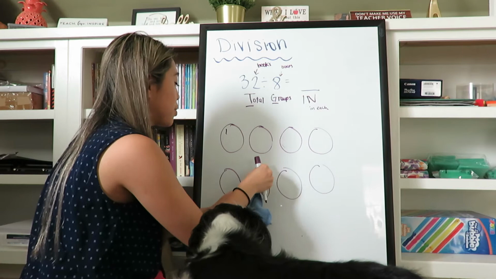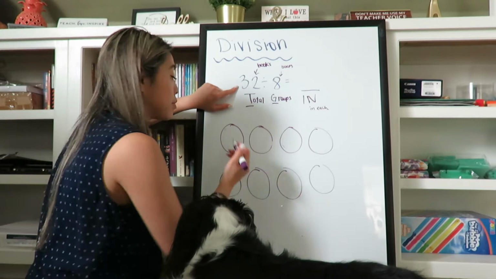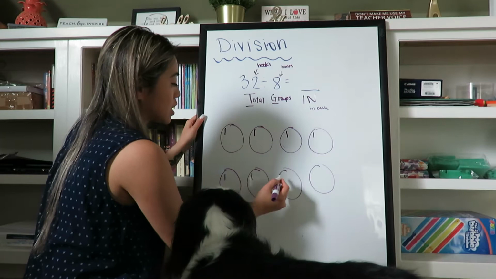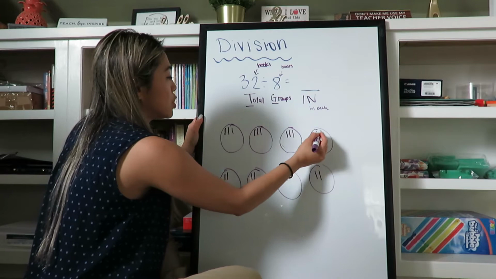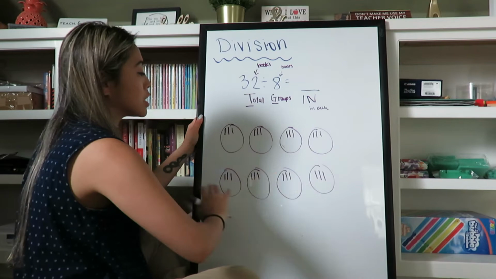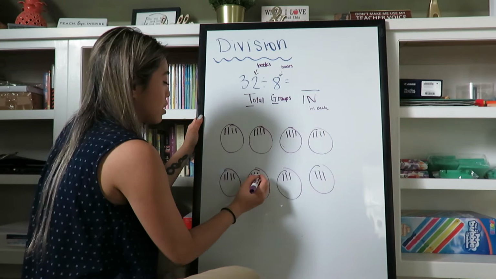Let's count with me. Ready? 1, 2, 3, 4, 5, 6, 7, 8, 9, 10, 11, 12, 13, 14, 15, 16, 17, 18, 19, 20, 21, 22, 23, 24. Notice that I just keep going in the same order each time. 25, 26, 27, 28, 29, 30, 31, 32. I stop at 32 because that's the total amount.